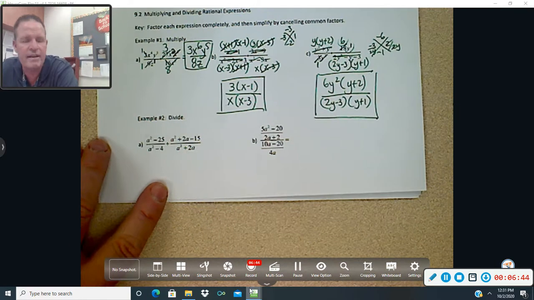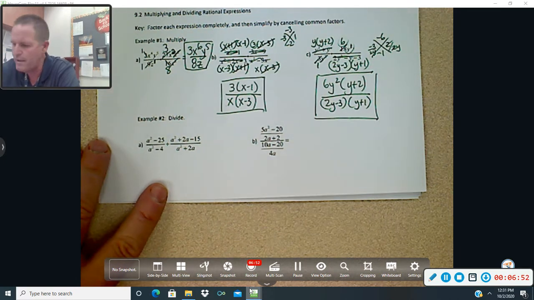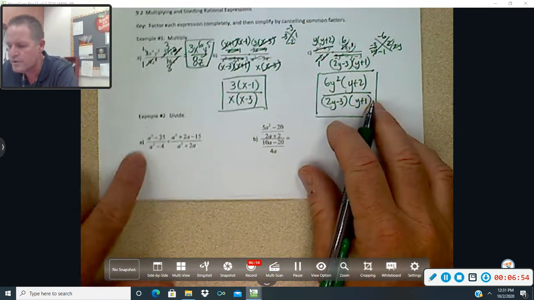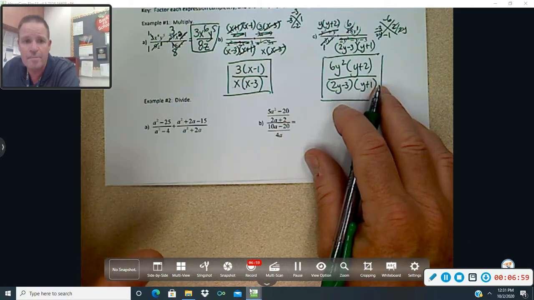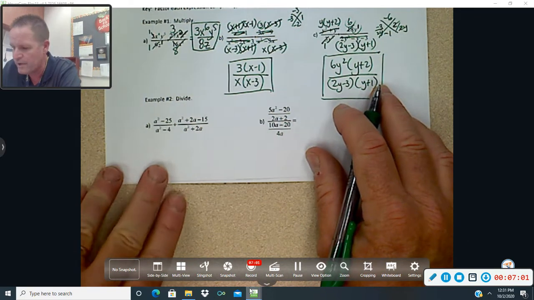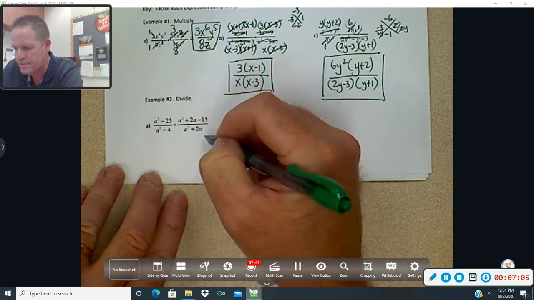It's just like dividing any other fraction. So how do I divide? I multiply by the reciprocal of the second thing I'm dividing by. So here's how I'm going to do the division. I'm going to factor as I go and flip as I go. So kind of multitasking here. This one I'll write down below because I know I've got to flip this second one over.